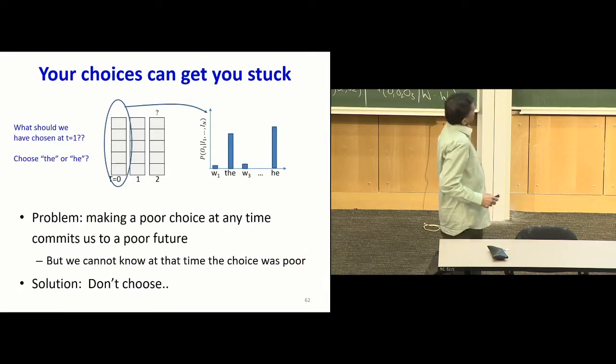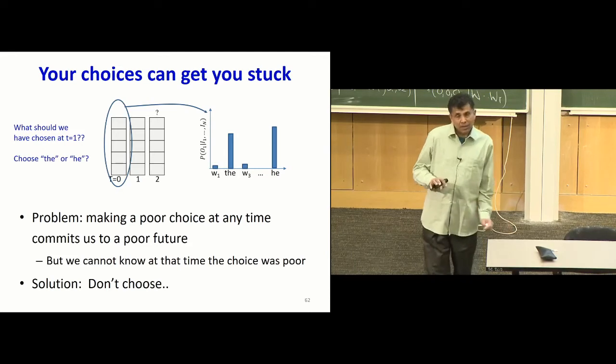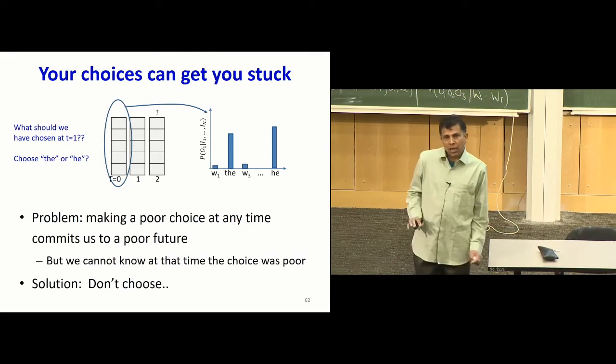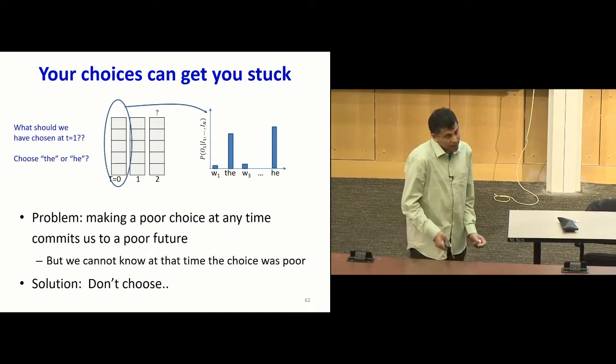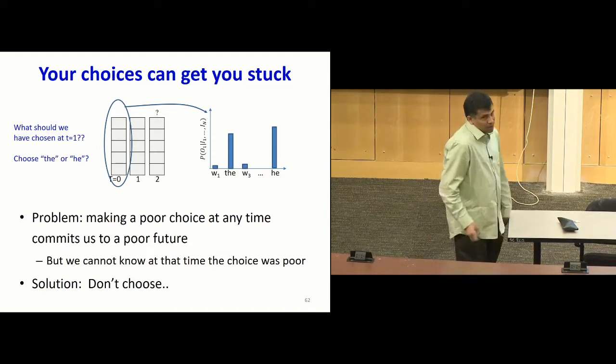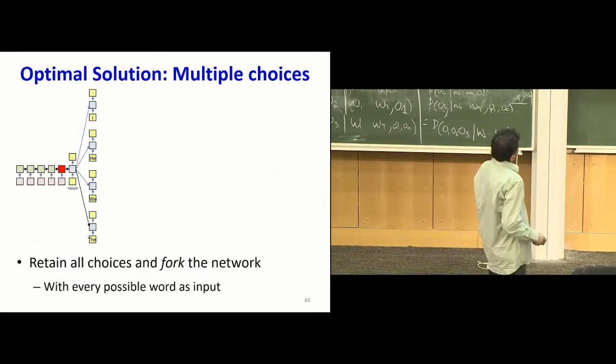So here we are. Making a poor choice at any time can commit us to a poor future and can give suboptimal outputs. So how do we deal with this? Here's how we deal with it. We don't choose. We're going to explore all options. So here's what we would do.